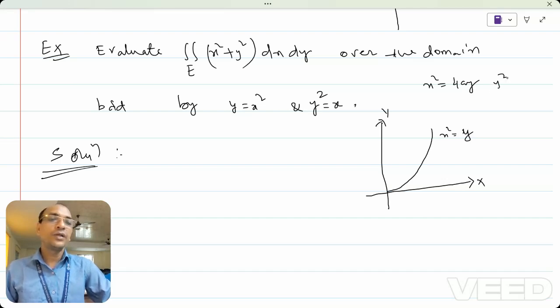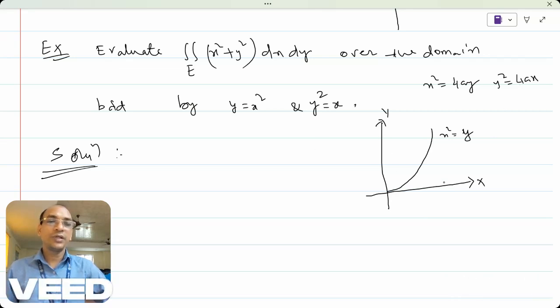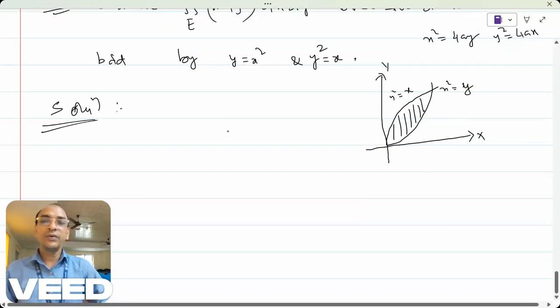Similarly, y square equal to 4ax. It is symmetric about the x-axis because you take y both positive and negative, while x is always positive. So it will be on the positive x-axis side, opening towards the right. Since in place of 4a I have 1, I can draw it like this. This is y square equal to x and this is x square equal to y. So this is my region.